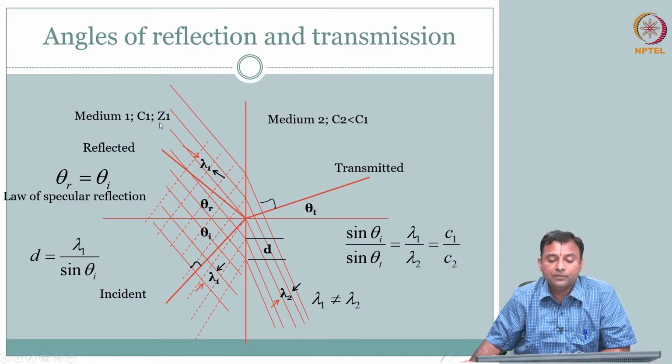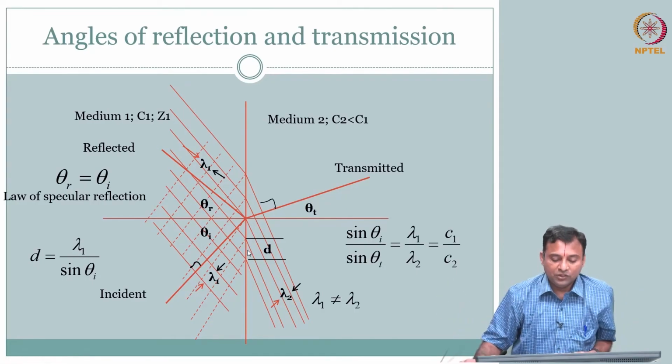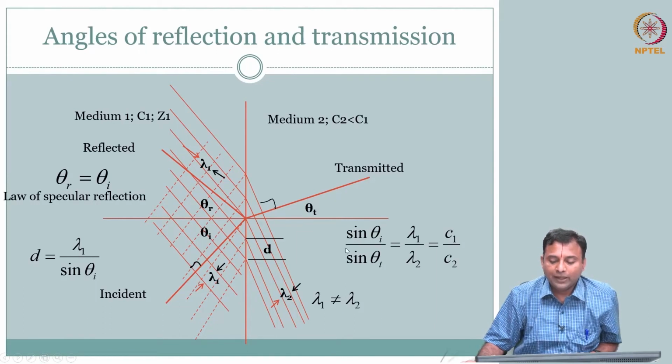Of course, your lambda 1 and lambda 2 are not the same, because these are two different mediums, correct. Same frequency, this is C1, this is C2, therefore lambdas have to be different. C is equal to f lambda, remember, if f is the same, C is different, lambda will be different. So lambda 1 is not equal to lambda 2. However, at the interface of the two mediums, d has to match, otherwise the interface will give way. So this has to match, and therefore what you can get is this relationship.